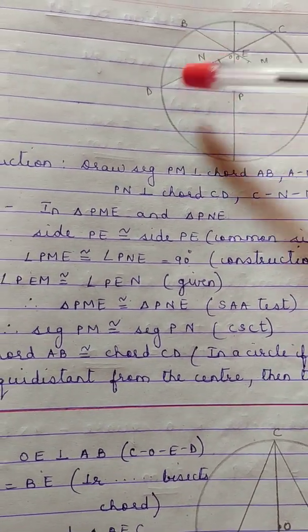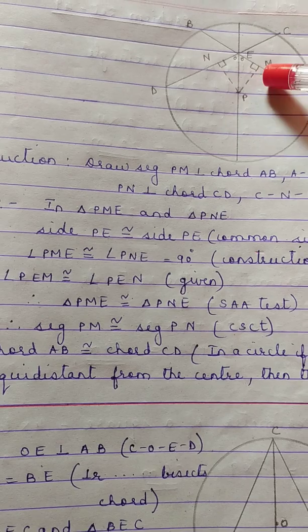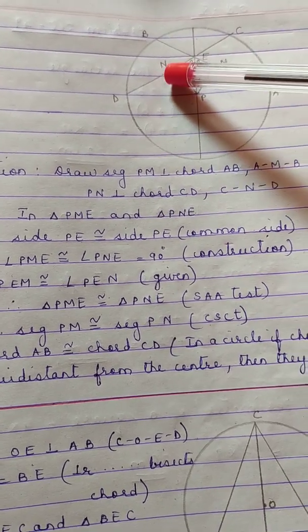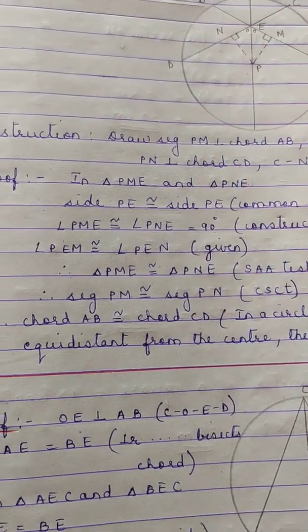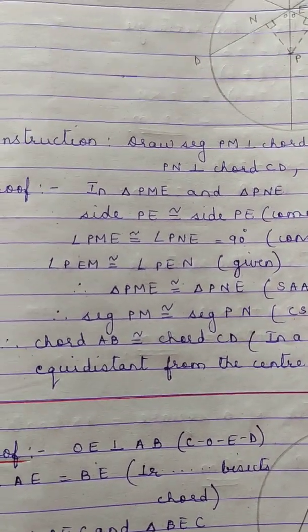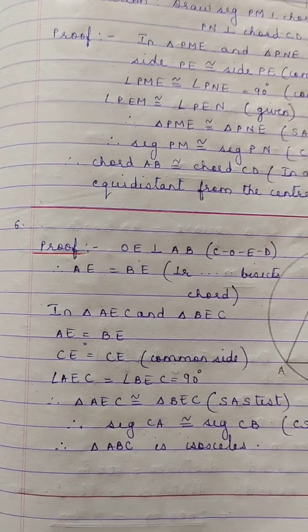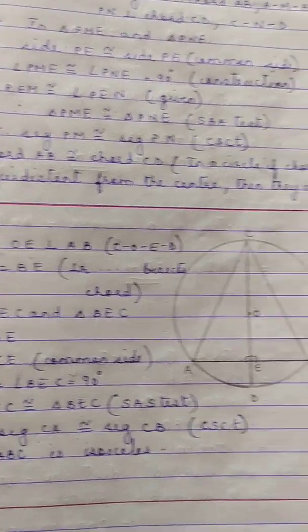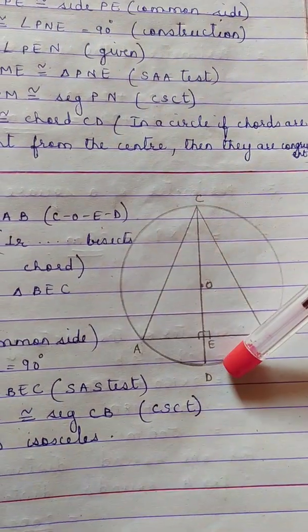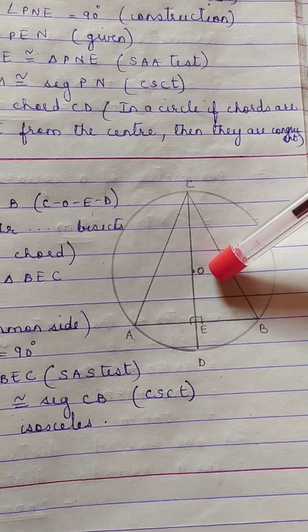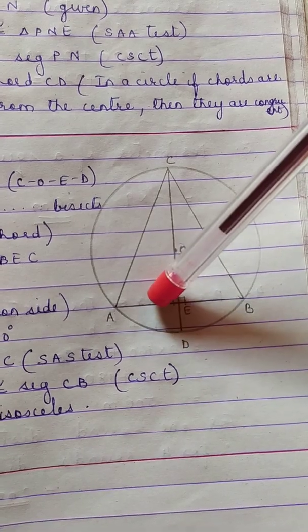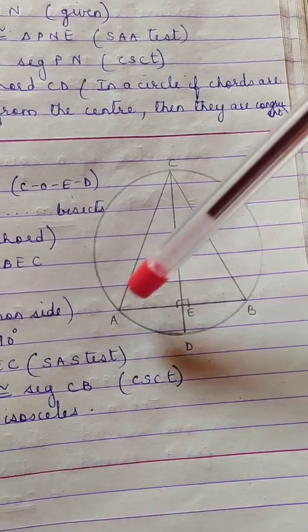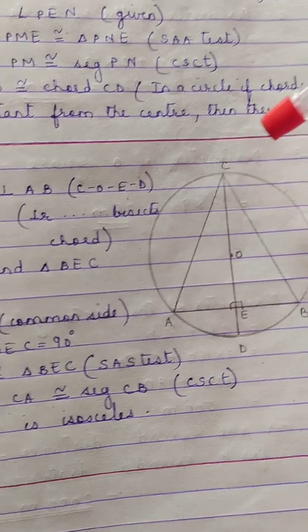So if you have two chords which are equidistant from the center, P being the center of the circle, both of them at equal distances from the center, then the two chords are congruent to each other. Okay, that's the answer for the 5th question. The last question, number 6. In the figure, CD is the diameter of the circle with center O. Diameter CD is perpendicular to the chord AB. So both these angles are 90 degrees. Show that triangle ABC is an isosceles triangle.